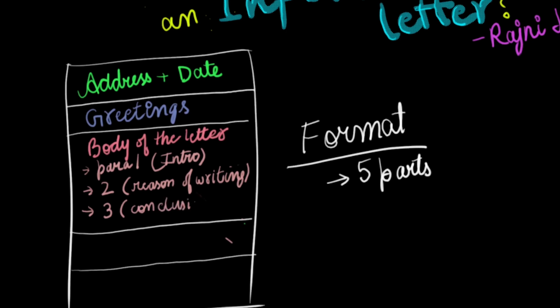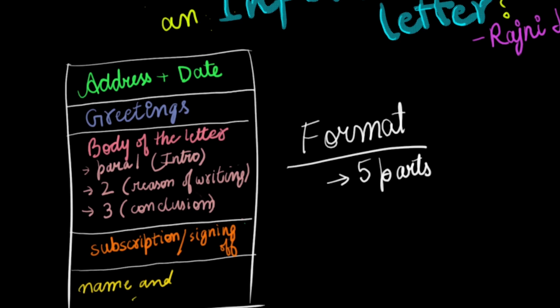And after this body of the letter, the main part of the letter, comes fourth part of the letter, subscription, or you can say complimentary clause. It is meant to summarize the letter and to say a meaningful and affectionate goodbye to the reader. And the last part is name and signature. We sign off by writing our name.